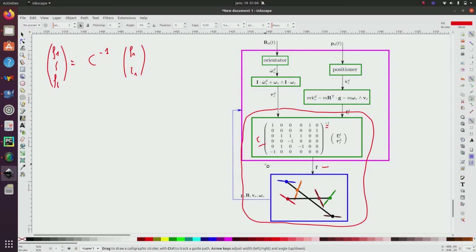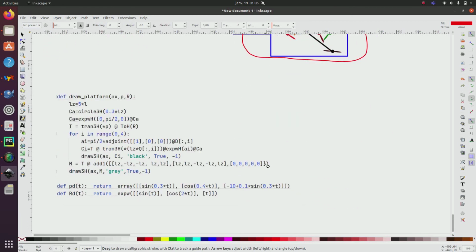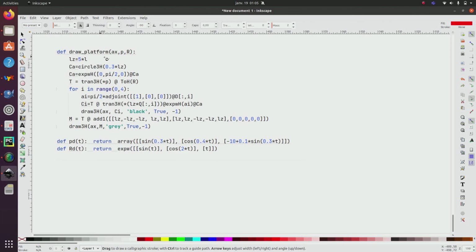Before implementing this controller, I will first propose to draw the platform. It is almost exactly the same procedure I use to draw the quadrotor, but here I will draw the platform gray so that we will see that it has almost the shape of the quadrotor, and the position and the orientation of the platform is given by this.